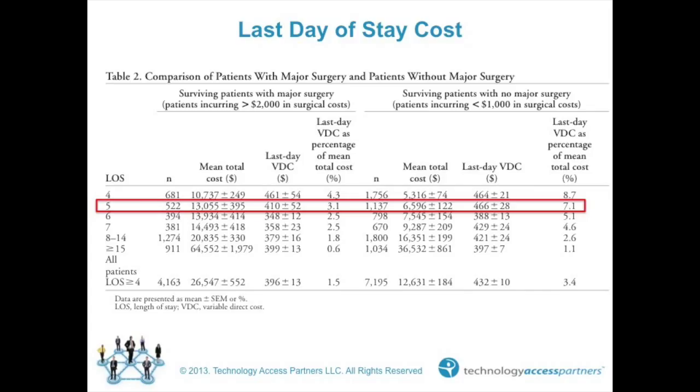But we see that's not really the case. If you look at this study that they did with a cost accounting system, using a 5-day length of stay, only 3.1% of the total cost was incurred in the last day. Therefore, if we said, hey, we can reduce your hospital length of stay for this group of patients by 20%, one day, you're really only saving the hospital 3.1% of the total cost.